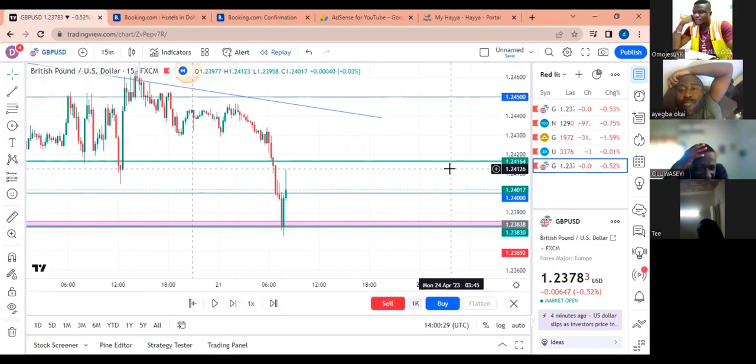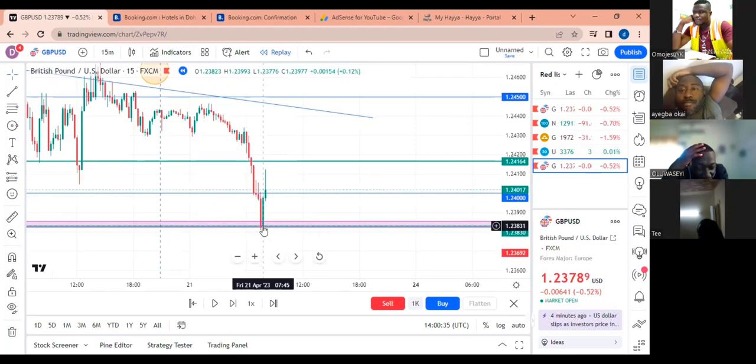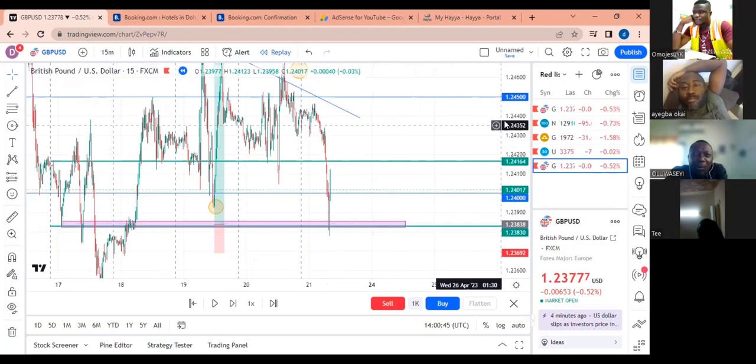So you took the trade from here? No, no. I immediately saw this. I went down to the extreme left to adjust my trend line to this level. Then I was looking for a buy.